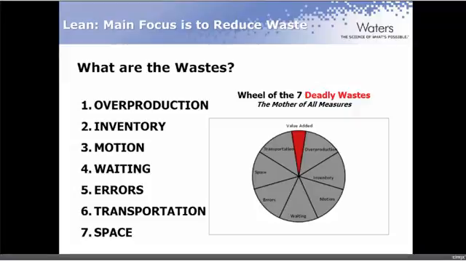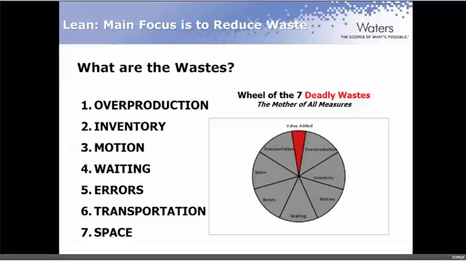Overproduction, that's where you produce more than what you need. Inventory, carrying inventory adds cost to your business. Motion, anytime you have to move to go get something, is a waste. Waiting on something. Errors, obviously it's quality related. If you make errors, you're going to have to rework, those types of things. Transportation is a waste. And then also space.